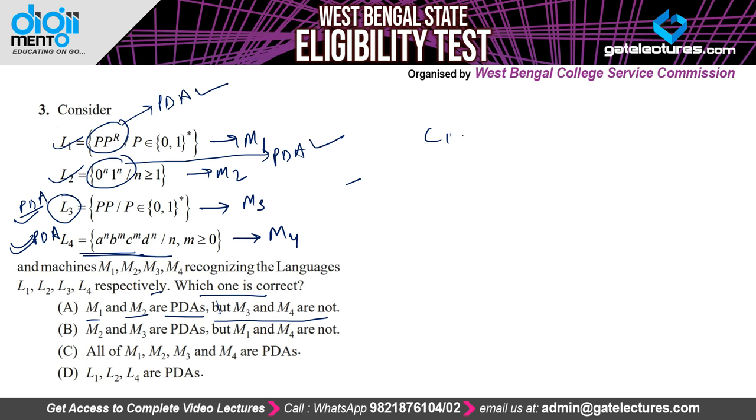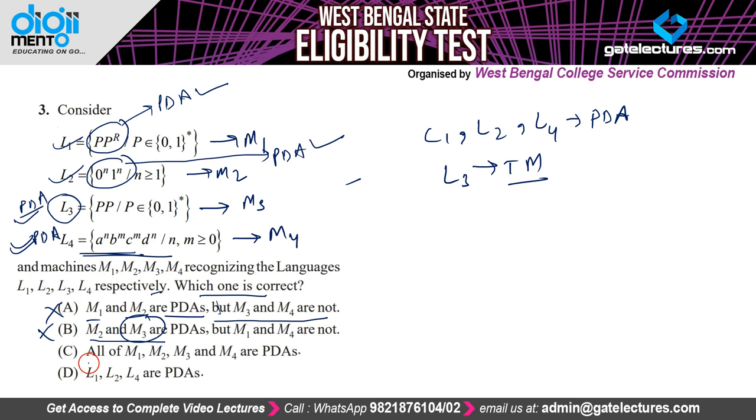So for L1, L2 and L4, pushdown automata exist, and for the language L3 a Turing machine exists. For language L3, we do not have a pushdown automata. We cannot create a pushdown automata for the language L3. Option B is saying M2 and M3 are pushdown automata, but we can clearly see that M3 cannot be. So options A and B are wrong.